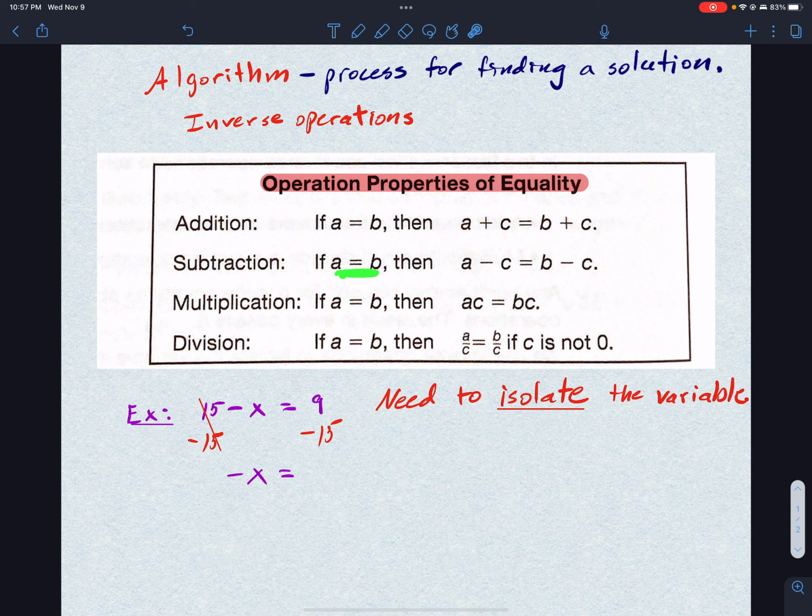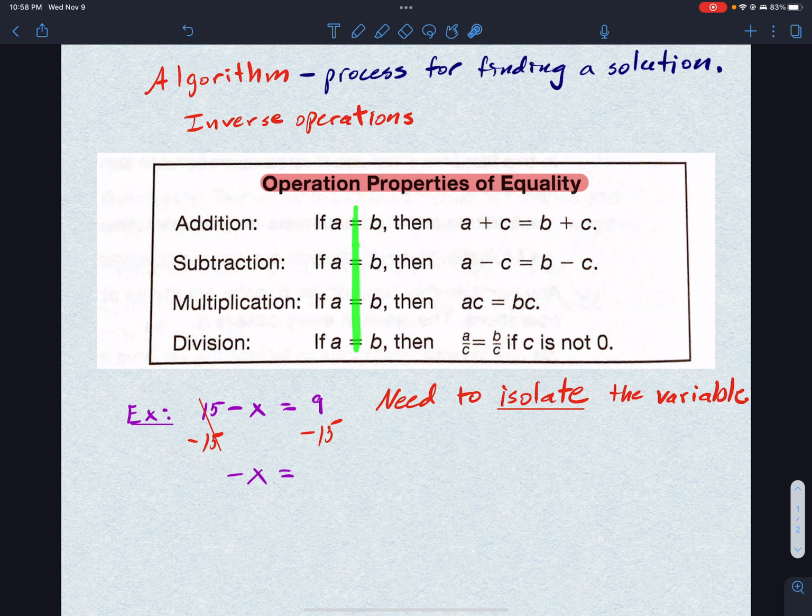If I have two things equal to each other, then if I subtract something from one side, I have to subtract it from the other side. If I have two things equal, if I multiply by something on one side, I must multiply by the same thing on the other side. And again, if I have two things that are equal, and I divide by something on one side of the equal sign, I must divide by the same thing on the other side. The only way to keep the equations balanced is to use the same operation on both sides of the equal sign.